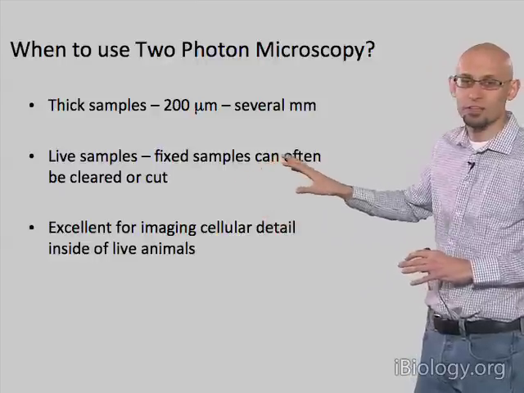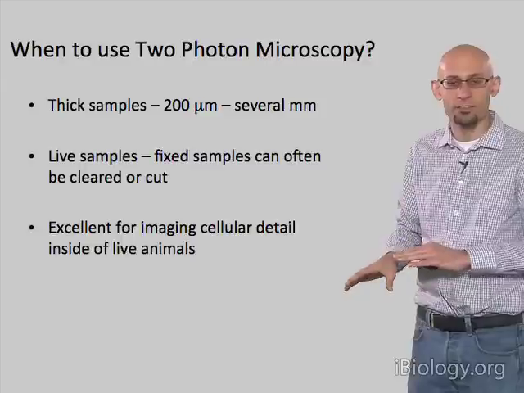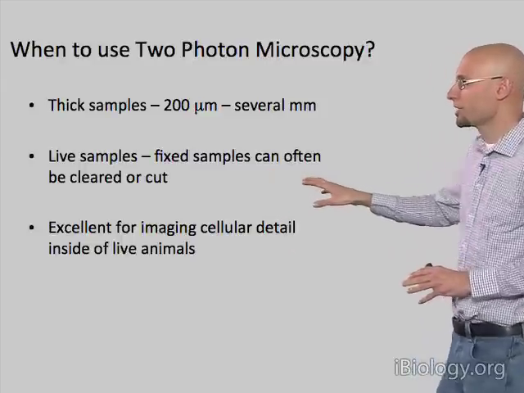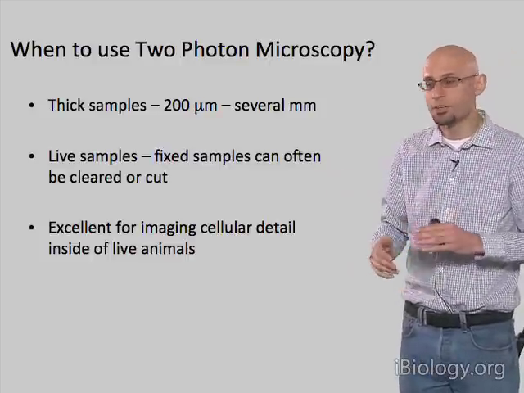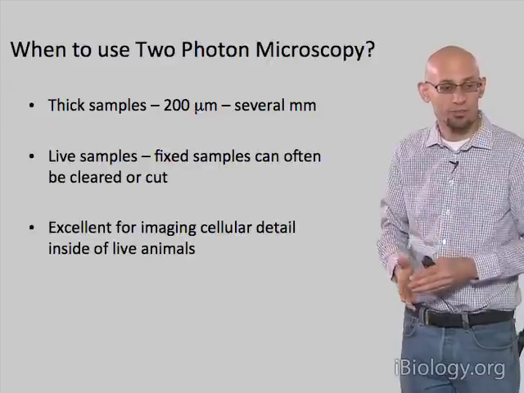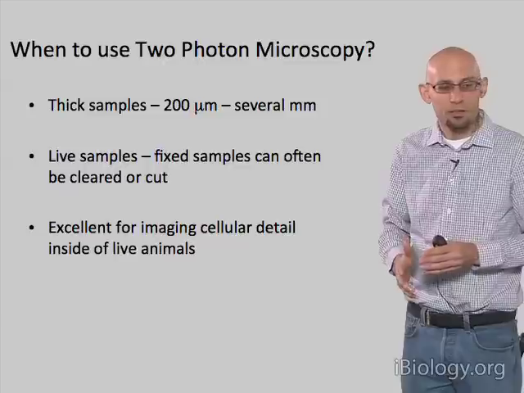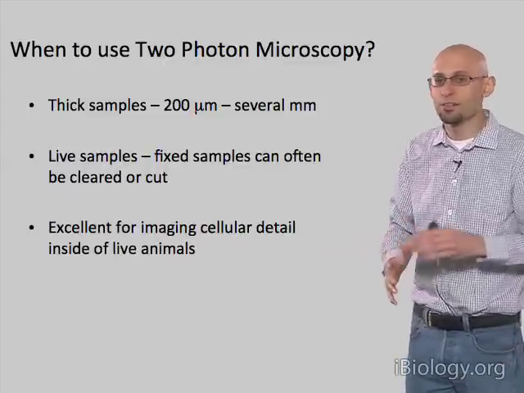As I mentioned, you can use clearing solutions to dissolve away or otherwise remove that autofluorescence, absorption and scattering. But even more simply, you can often, in fixed samples, just cut sections. If you don't need to image the entire thickness of the brain, you just need to image some region of it, you just cut that region out and image it. Of course, that only works if your mice are dead or your samples are fixed. You can't do that in live samples.